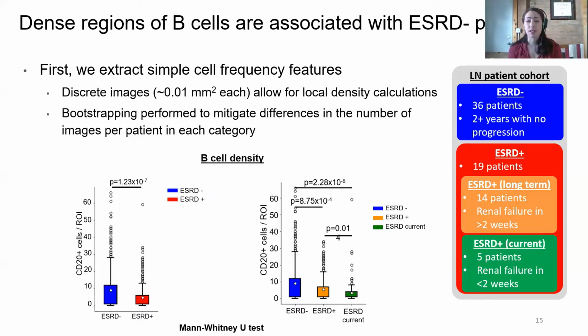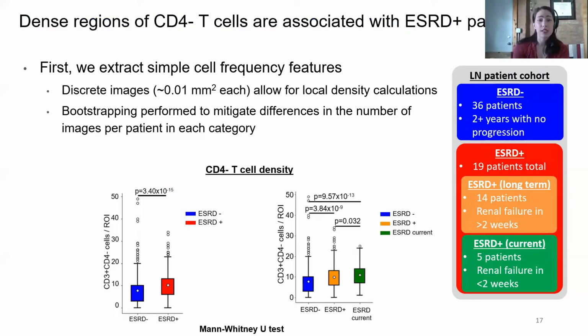Additionally, in our ESRD positive group, we found an interesting cohort which we're calling ESRD current. And so we had a subset of 5 patients that progressed to renal failure within 2 weeks. Some of them actually presented in renal failure. And so if we look there, we see that there's a forward trend of essentially the severity of disease. So high regions of dense B cells are associated with ESRD negative, and our ESRD current patients have the lowest dense regions of B cells.